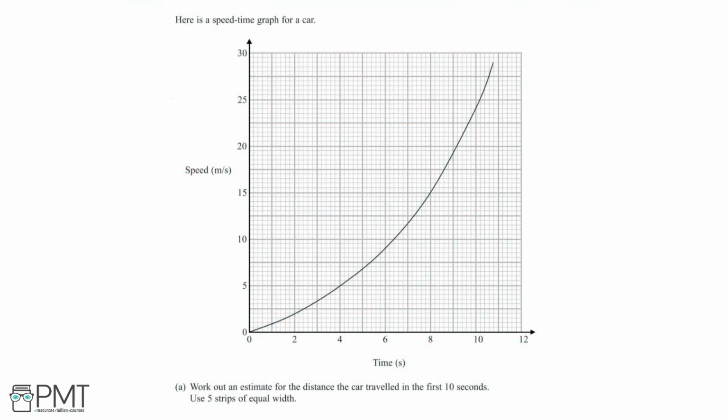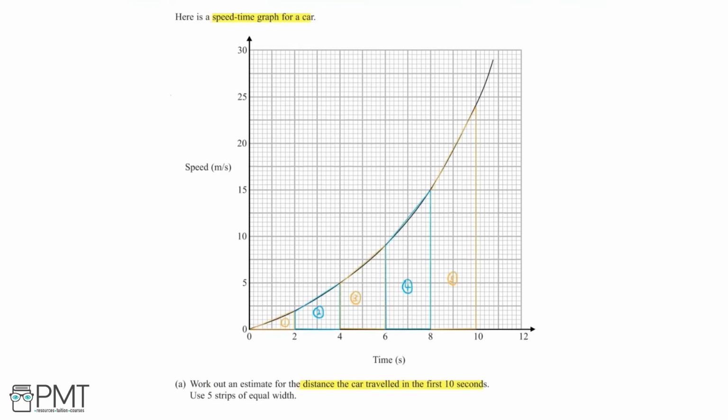In this question, we're given a speed time graph for a car, and in part A, we're asked to work out an estimate for the distance the car travelled in the first 10 seconds, using 5 strips of equal width. So let's start by dividing our graph into these 5 strips. For the first 10 seconds, we've split our graph into these 5 strips, which each have a width of 2. And so we can see that each of these strips is a trapezium.